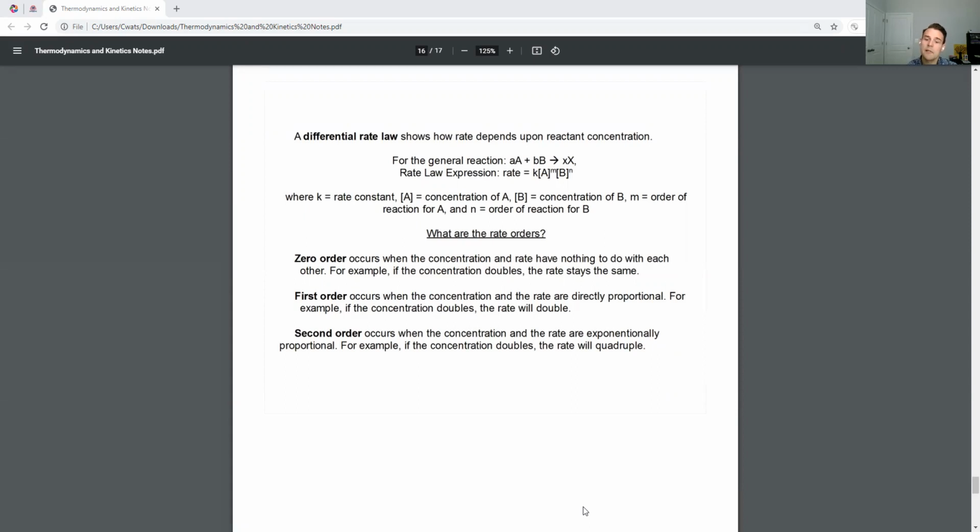First order occurs when the concentration and rate are directly proportional to each other. For example, if the concentration doubles, the rate doubles. If the concentration is cut in half, the rate's cut in half. And finally, second order occurs when the concentration and rate are exponentially proportional. For example, concentration doubles, rate quadruples. Concentration triples, rate goes up by 9. So they're exponentially related. So 0, not related, first directly, second exponentially.